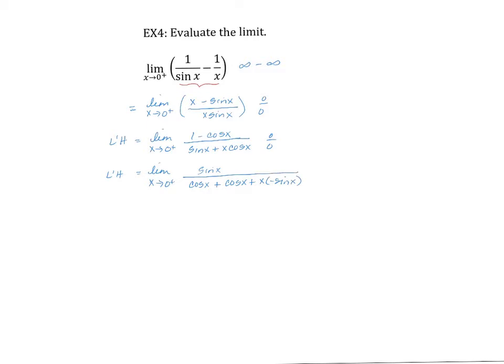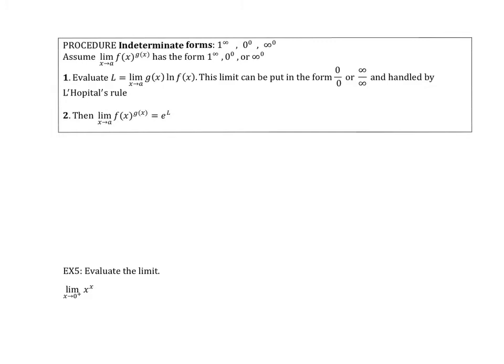Okay. So when we evaluate this, I get 0 over 1 plus 1 minus 0, which is just 0 over 2. So the limit is 0. We still have to substitute this in. Move on to the next page.